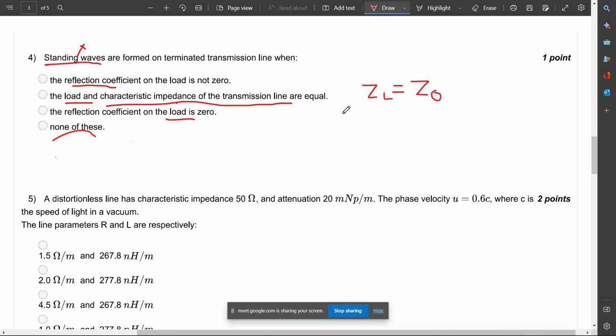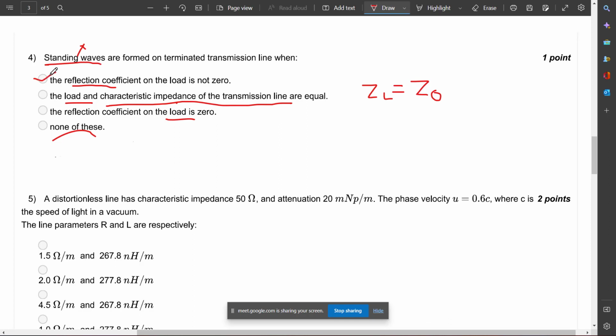Because the reflection coefficient is not zero. To connect the source with the load, we have to maintain that the reflection coefficient is zero only, for maximum impedance matching. If it is not zero, it means the input impedance is not matching with the load impedance. So, first one. Okay, yes.